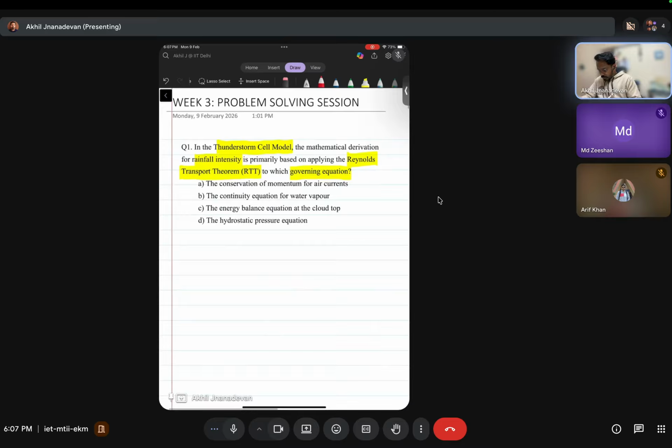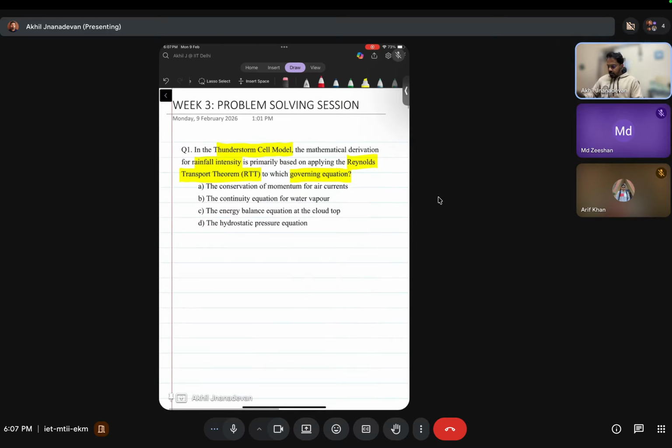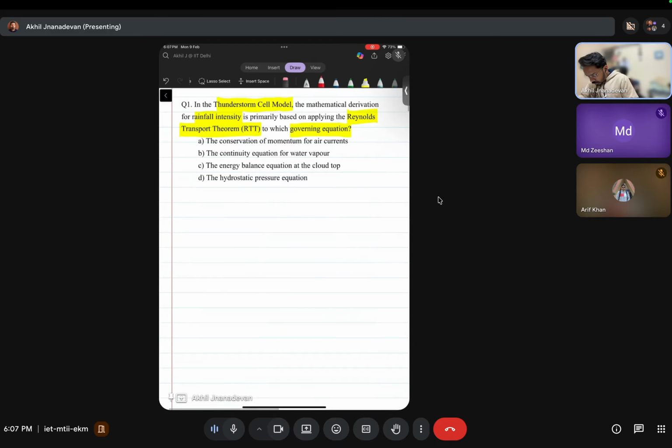Yeah. So, continuity equation for vapor pressure, right? For this question, I will give a brief recap of the thunderstorm cell model, or TCM, as I'm writing it in abbreviated form.